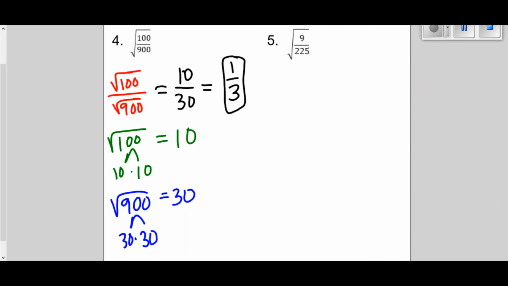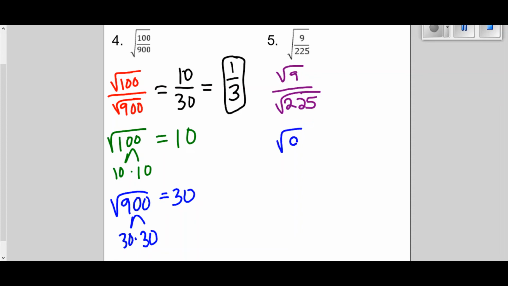Number 5 will be done very similar to how we did number 4. So we'll start with the numerator, and then we'll take the square root of that number, then we'll take the square root of the denominator. So in number 5, we have square root of 9 over square root of 225. So we'll handle these separately, just like we did in number 4.